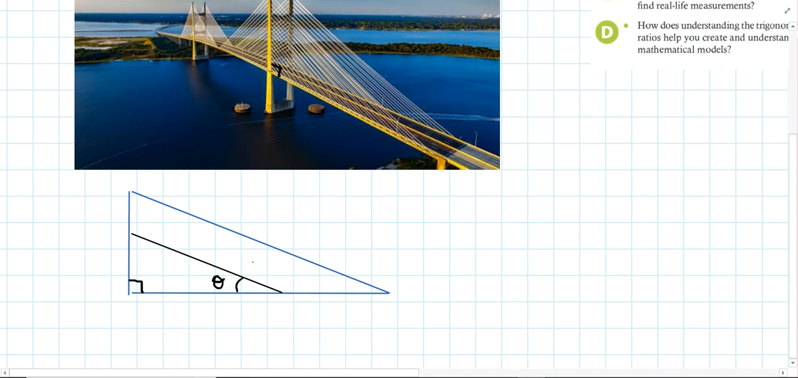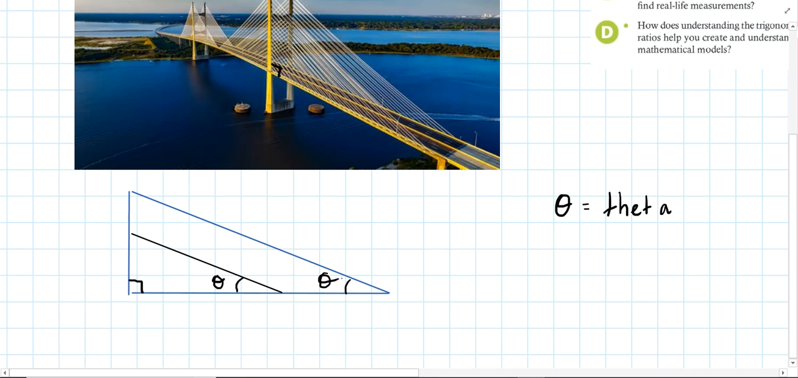Okay? So that symbol I've just written is called theta. It's a Greek letter. It looks like an O with a line through the middle of it. Now, if I've got the pylon here, and I've got the road, and I've got one cable, if I take the longer cable, this angle here is actually the same angle.